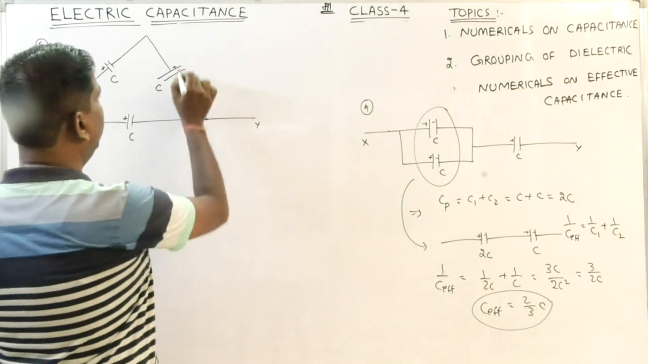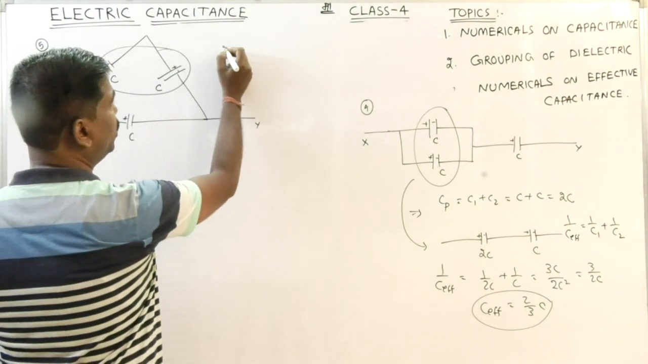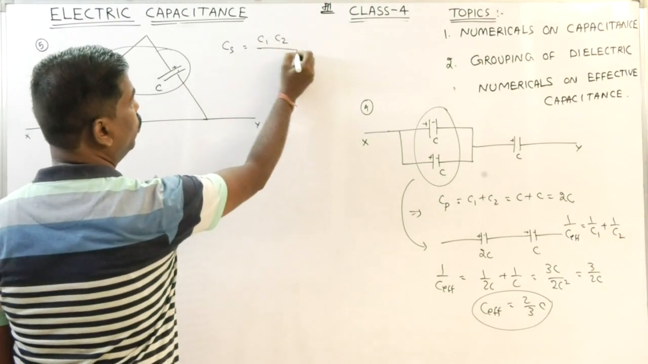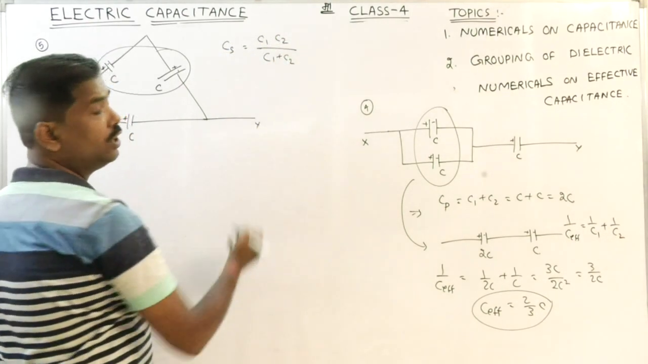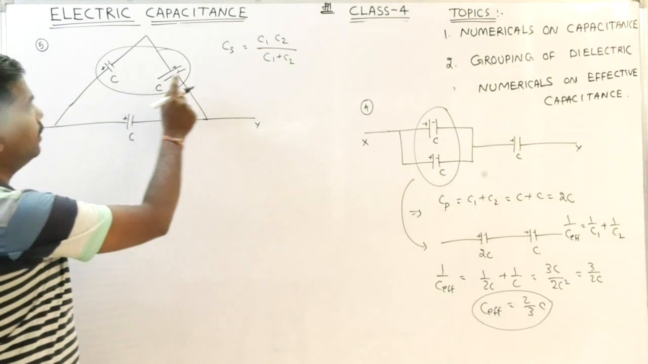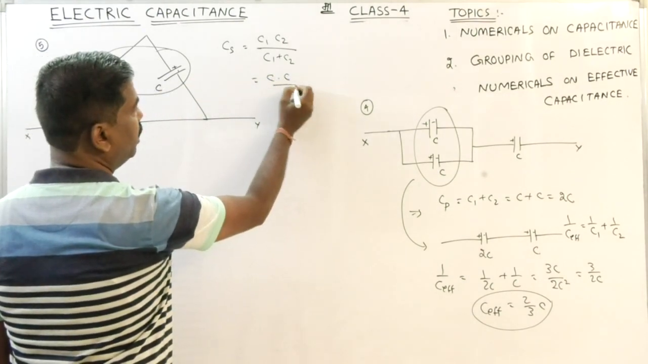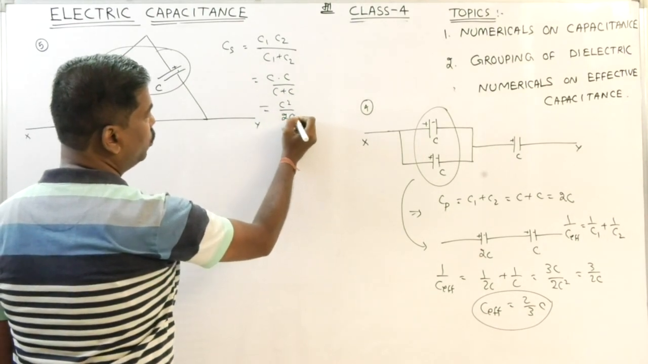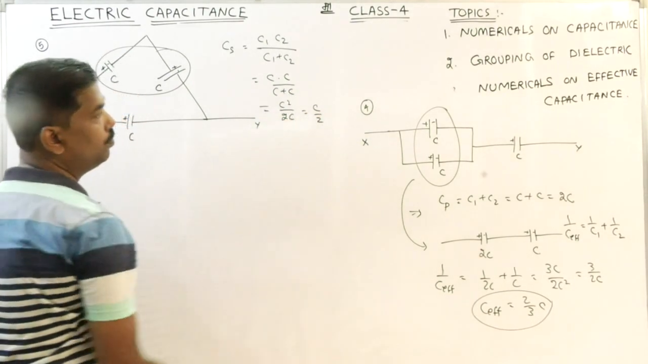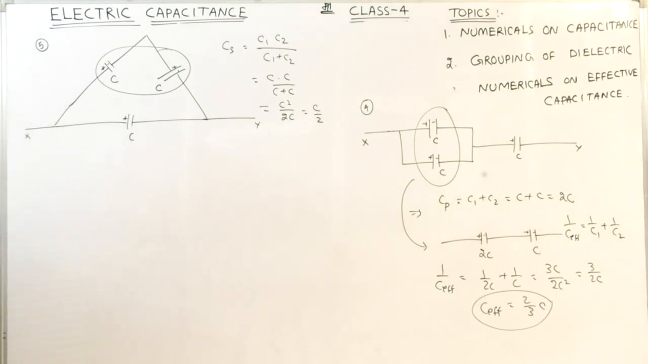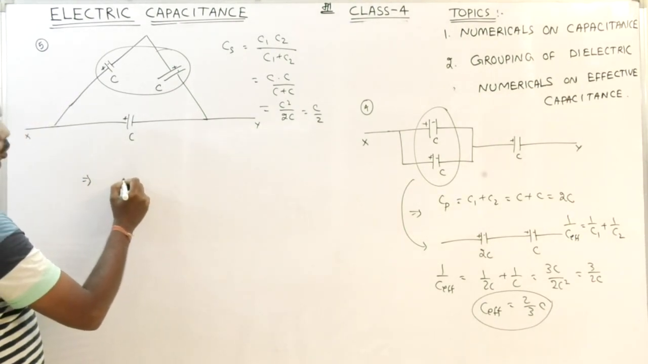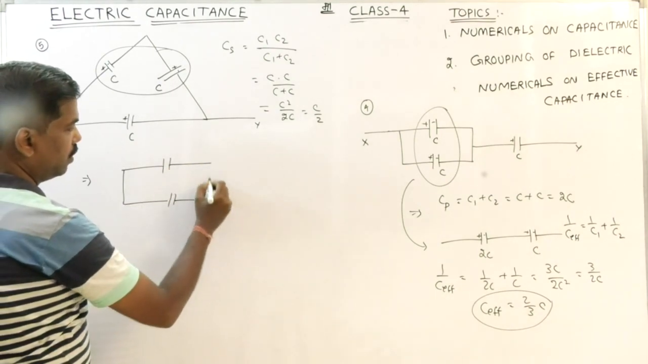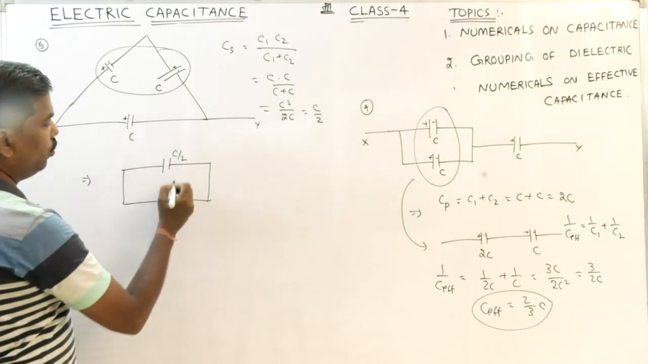In series grouping, if you find the effective capacitance of these two, C series is equal to C1 C2 by C1 plus C2. Each is C, so C into C by C plus C is C square by 2C. It is nothing but C by 2. Clear? So this circuit is analogous to this: this is C by 2 and this is C.